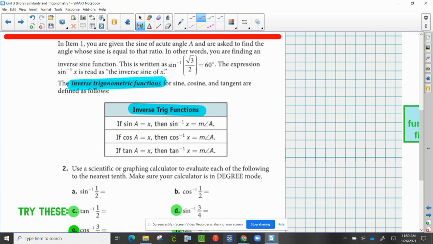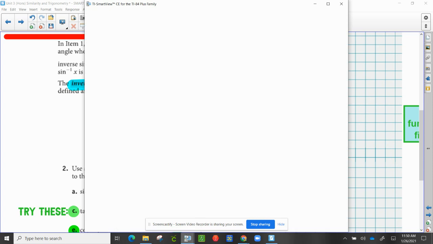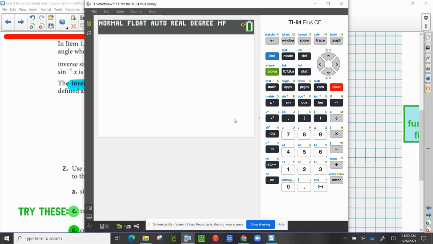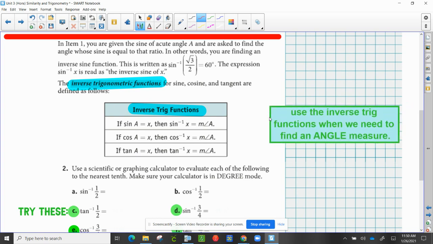On our calculator, above where it says sine, cosine, and tangent, you should see something that looks like sine to the -1 power. If you look above the sine button, it says sine to the -1. Those are the inverse trig functions: sine to the -1, cosine to the -1, tangent to the -1. We use the inverse trig functions when we're trying to find an angle measure.